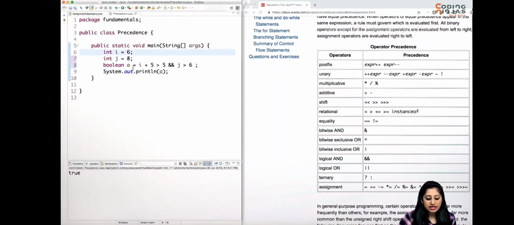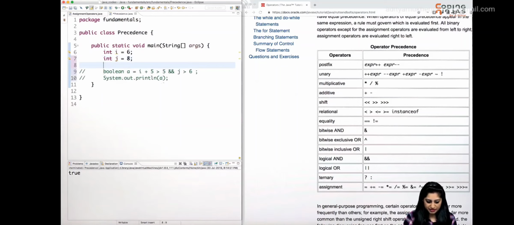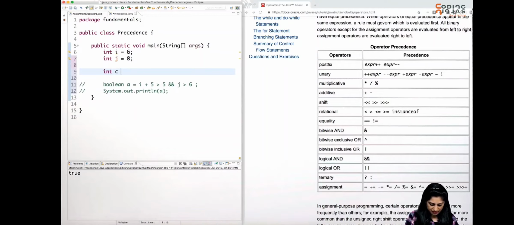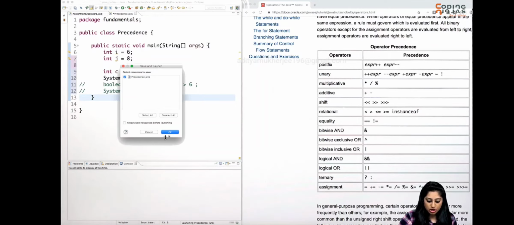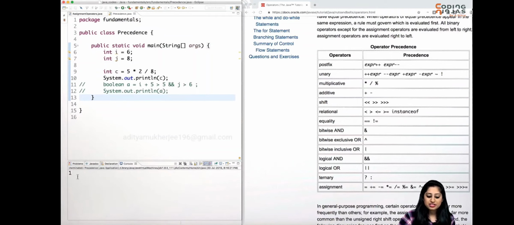Now next, the question that comes in is, let's say in an expression I have operators which have the same precedence. So I have multiple operators with the same precedence. For example, I have an expression like this: 5 * 2 / 8. Will 2 / 8 happen first, or will 5 * 2 happen first? So which one of them is going to happen first, and what will be the result of this expression? If I just run it, the result of the expression is coming out to be 1. That means actually 5 * 2 has happened first, 10, and 10 / 8 is 1.